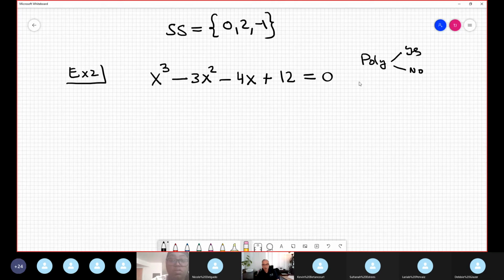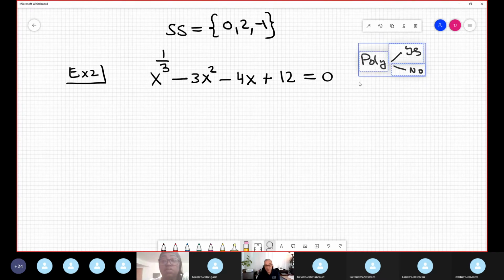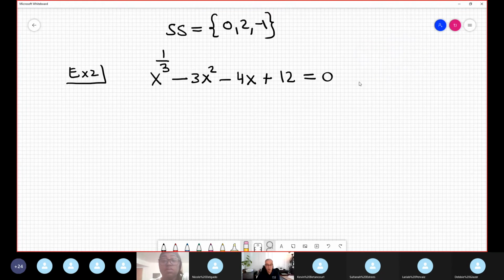But remember, it is a polynomial when the exponent is a whole number. Suppose I put 1/3 here intentionally to confuse you. It's not a polynomial anymore, because the exponent is a fraction. Exactly. No fraction, no decimal, just a whole number. Okay, so this is a polynomial. And what about the degree? What is the degree of that polynomial?